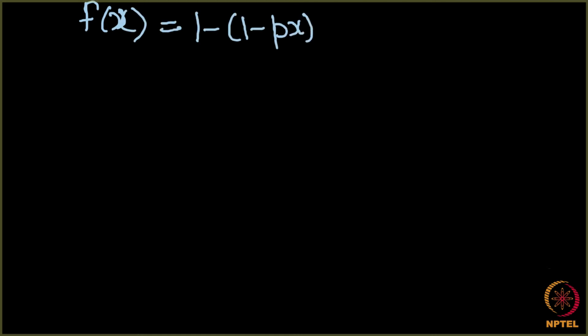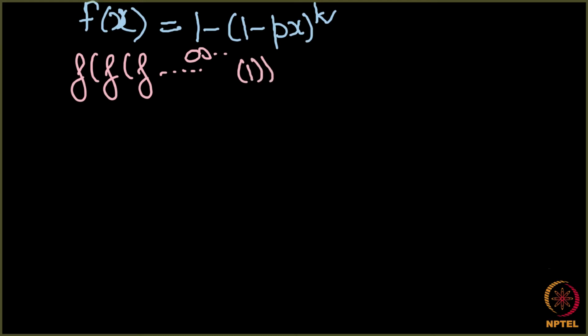So what all do we have? We have f of x, which is (1 minus px) to the power of k. This is our f of x, and our aim is to find f applied infinite times to 1. How do we find it? First of all, let us analyze this function. How does this function look? Let's see how this function will look.